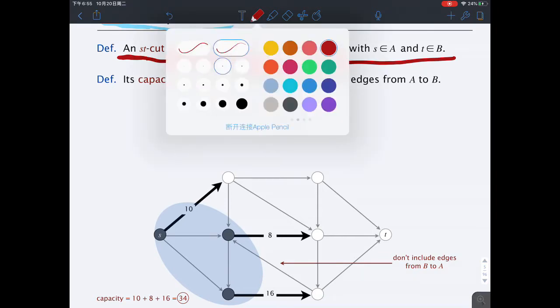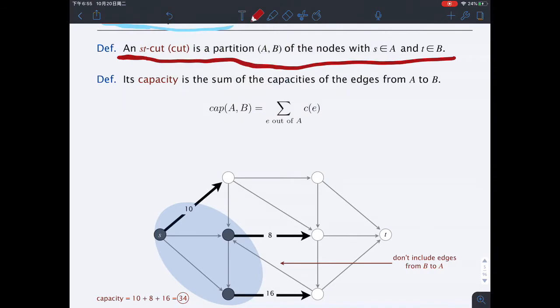An S-T cut is a partition of the nodes where S belongs to A and T belongs to B. So now the central concept here is what we call the partition. Partition basically is that if I look at all the nodes here.